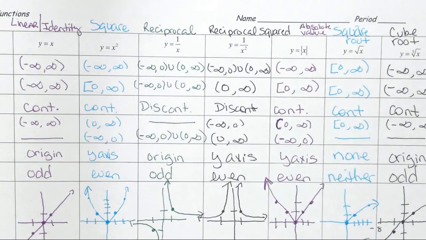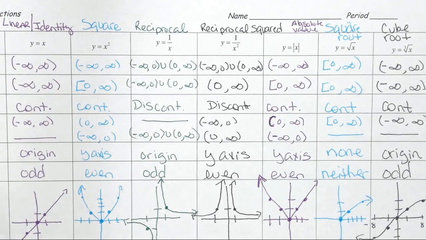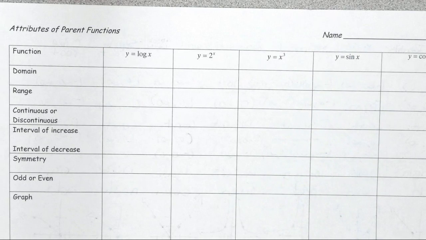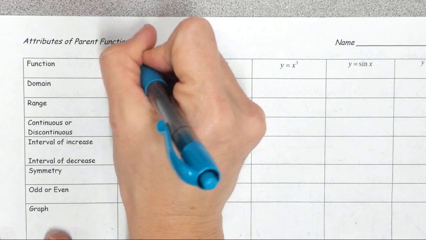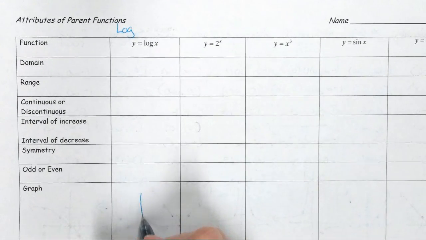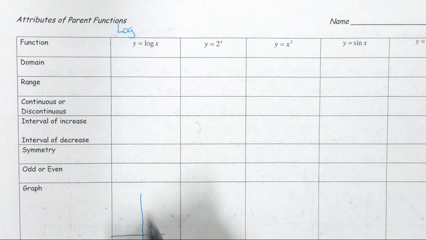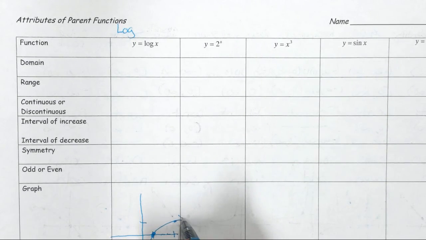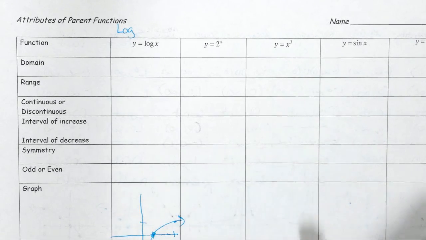So these are the parent functions for the first half of the worksheet. Let's go look at the back. On the back, the first one we have is called our log function. The log function goes through (1, 0) and (10, 1), and it is asymptotic to the y-axis.